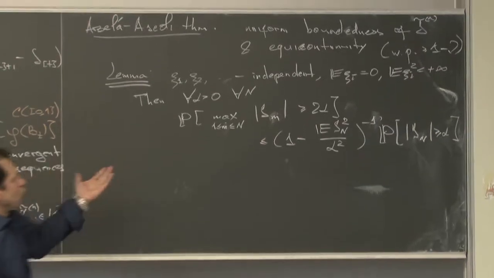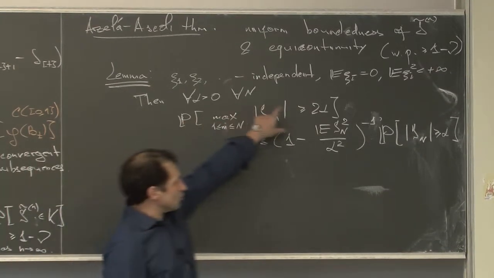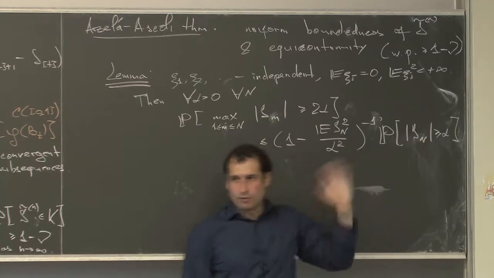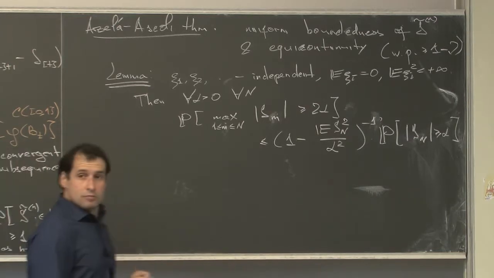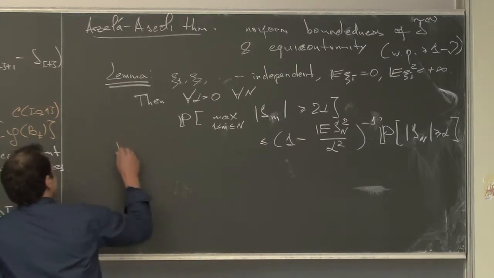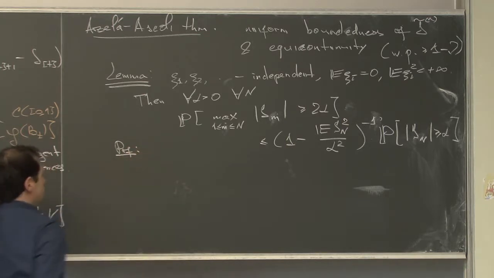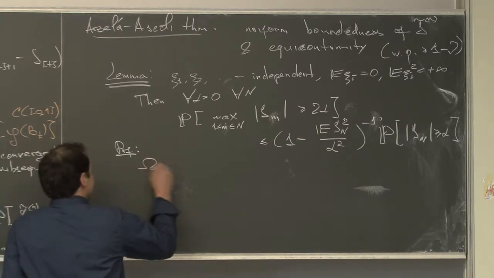Okay, so what is the message? The message is that we can control the distribution of the maximum using just the information about the very last sum. Okay. Are they identically distributed or? Nope, not necessarily. Okay, I'm going to apply it to identically distributed, but in the lemma I do not need it. So, and what is the proof? The proof should be fairly easy.